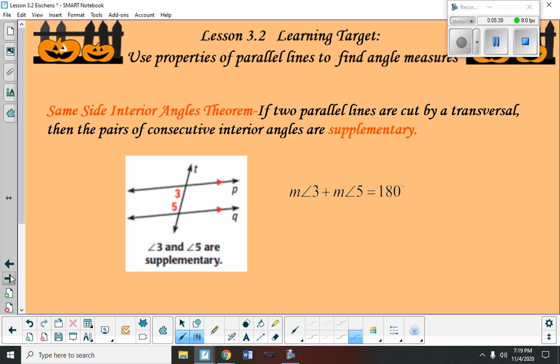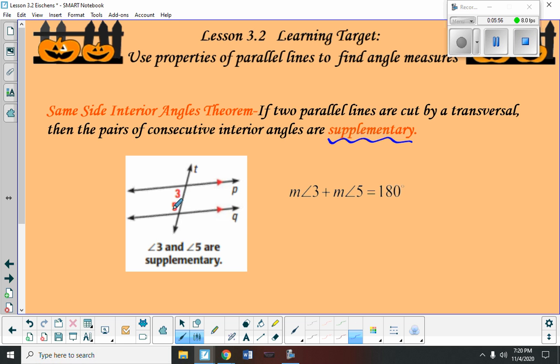Same side interior angles. Now this one is different. If two parallel lines are cut by a transversal, then the pairs of consecutive interior angles are supplementary. Okay, so in this case, angle 3 and angle 5 add up to 180.